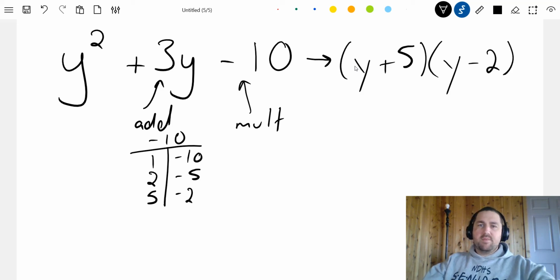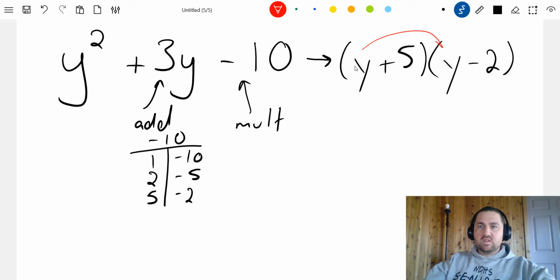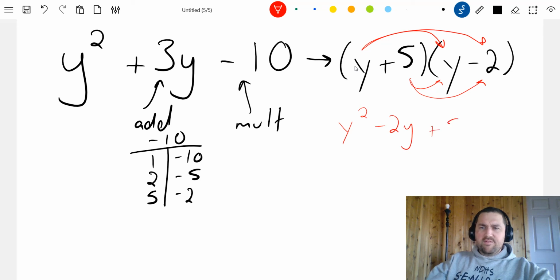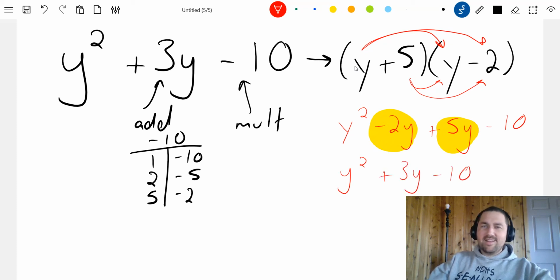Let's check it this time because we really want to make sure that we're not assuming that we're doing all this arithmetic correctly. It's easy to make mistakes here. So that becomes y squared minus 2y plus 5y minus 10. Combine those like terms, and that should be y squared plus 3y minus 10. And we're good. It worked, right? I'm using my diamond puzzle logic to do this.